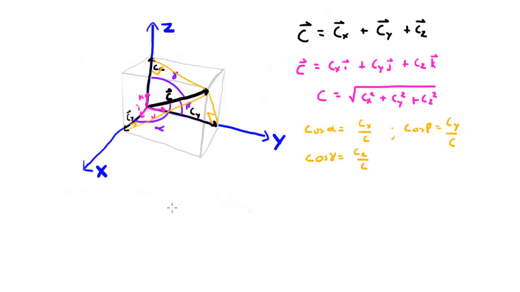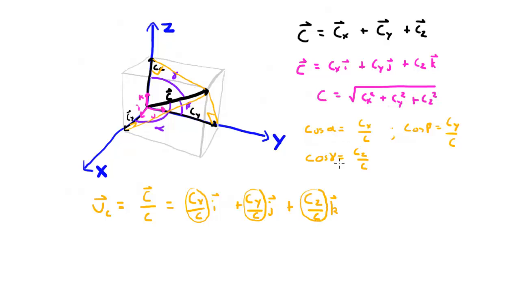So if we go back to the concept of unit vectors, we would say that a unit vector in the C direction has a magnitude of 1, but the same direction as C. So we can write that as C vector divided by its own magnitude. That means that that is Cx over C times i plus Cy over C times j plus Cz over C times k. These terms define the cosine of the coordinate directions. So UC can actually be written as cosine of alpha times i plus the cosine of beta times j plus the cosine of gamma times k.